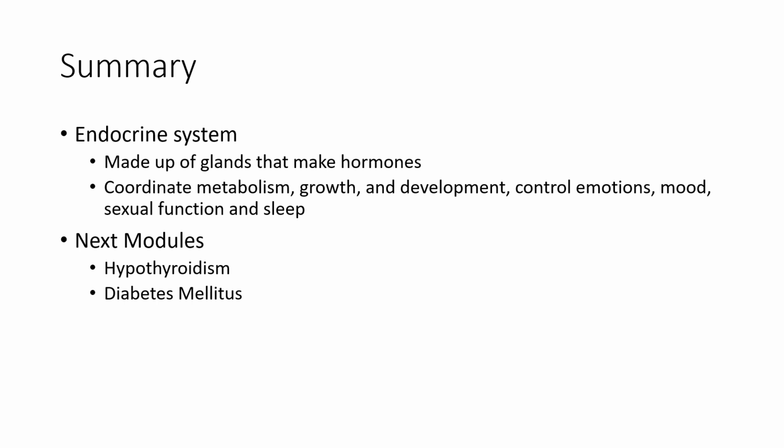So in a nutshell, the endocrine system is made up of glands that make hormones. It coordinates metabolism, growth, development, emotions, mood, sexual function, and sleep. We will now proceed on to the next modules where we'll discuss hypothyroidism and diabetes mellitus.